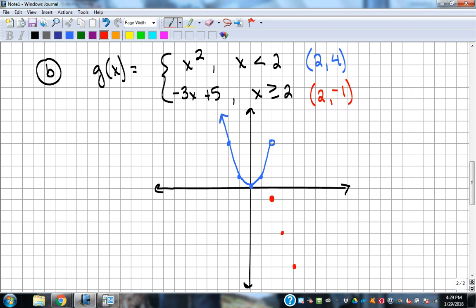And then those go in that direction. Okay, so we see the graph. From that, we should be able to get the domain. We don't even have to have the graph to get the domain. So what's the domain of this thing?